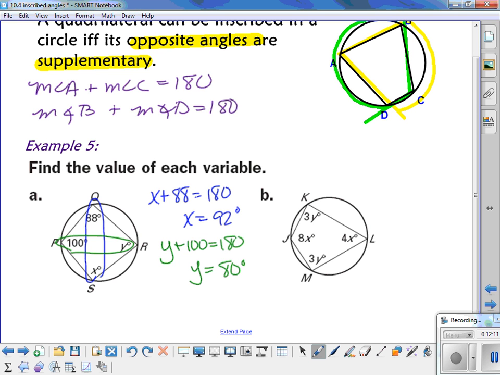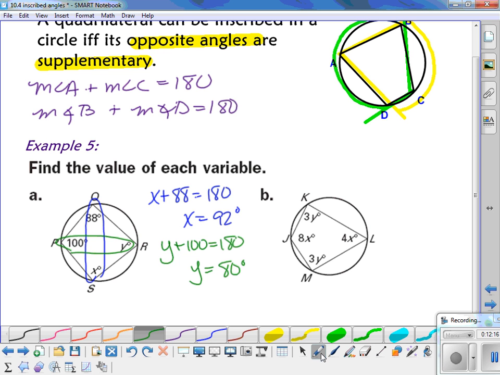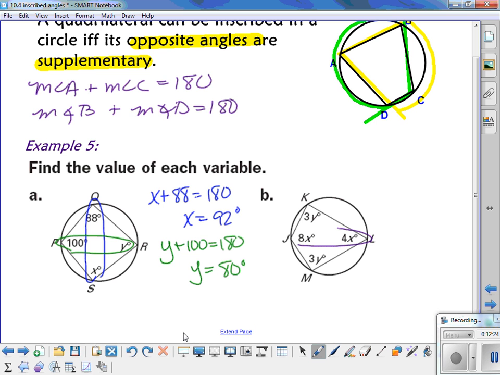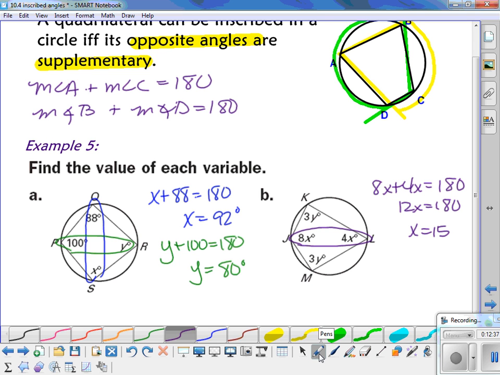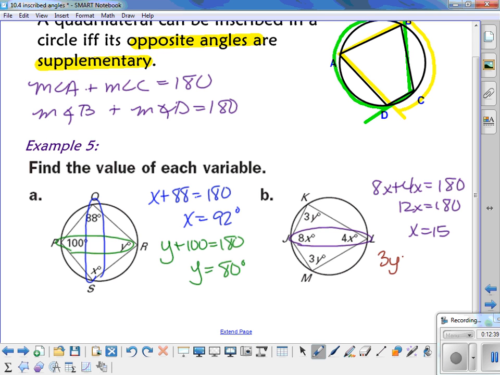Okay, and then we're going to do the same thing on the next one. So I have 3y plus 3y, and then 8x plus 4x. So let's start with our x's. 8x plus 4x has to equal 180. So 12x equals 180. And when you divide by 12, you get x is equal to 15. And 3y plus 3y is equal to 180, which means 6y equals 180, and so y would equal 30.